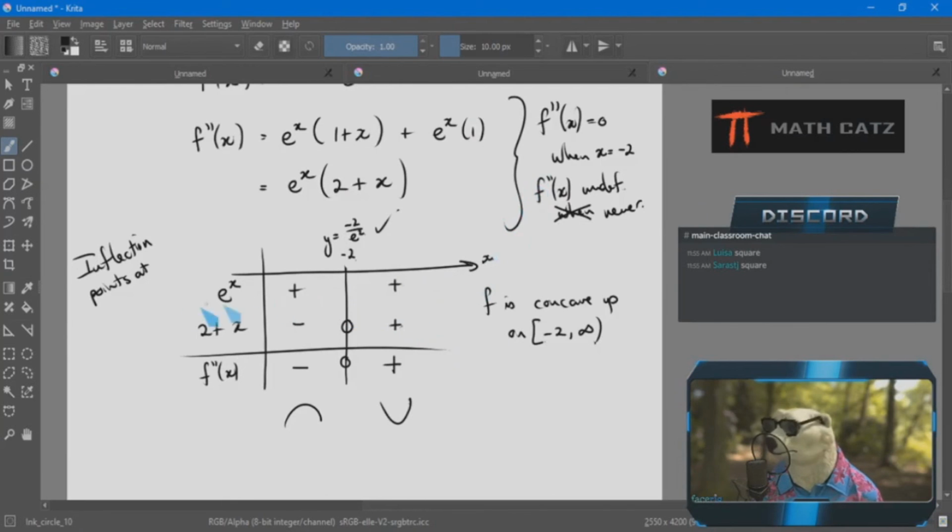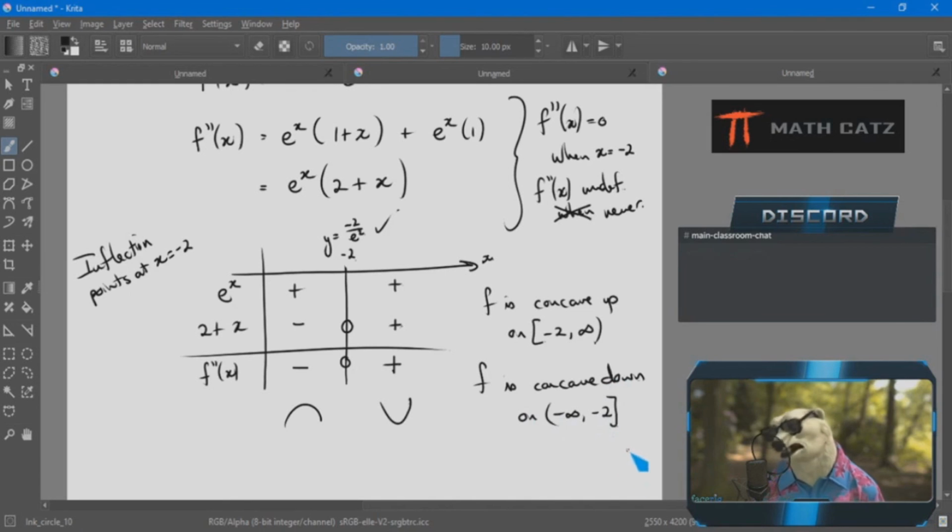So that also means that, yeah, inflection point. Because it came out of my check, there is a point where concavity changes, all three conditions are met. And let's finish the sentences here. Concave down, of course, on negative infinity to -2. If I include it once, I'll include it everywhere.